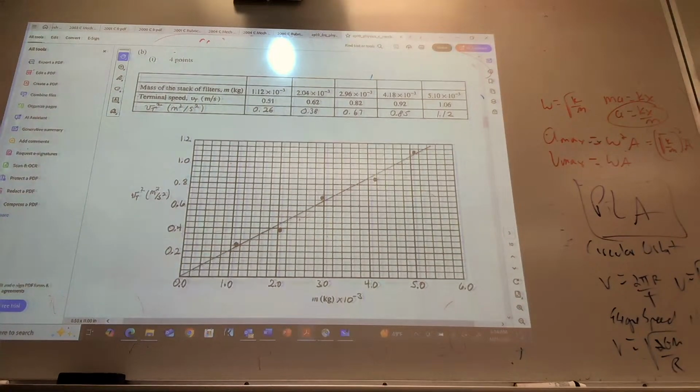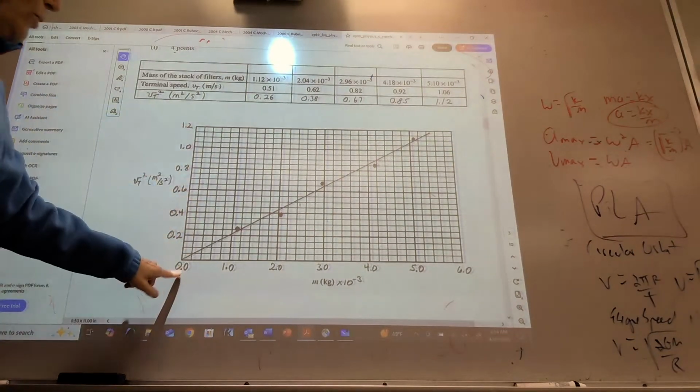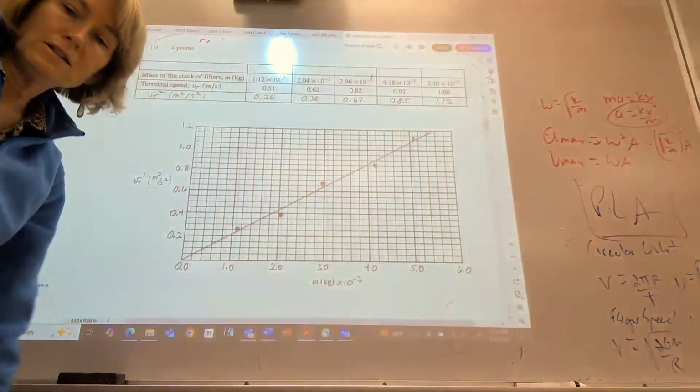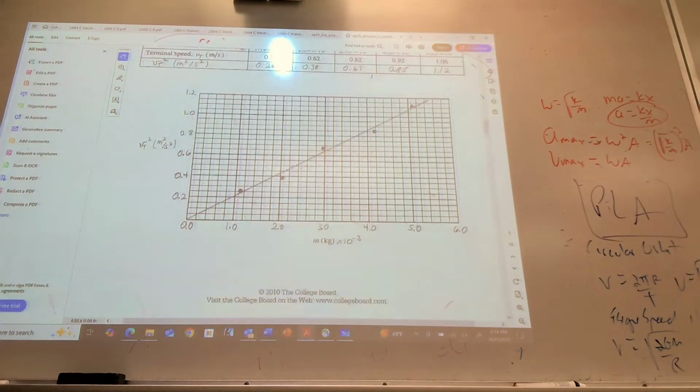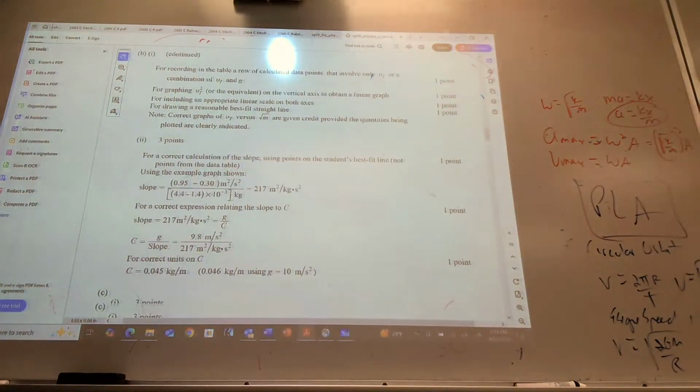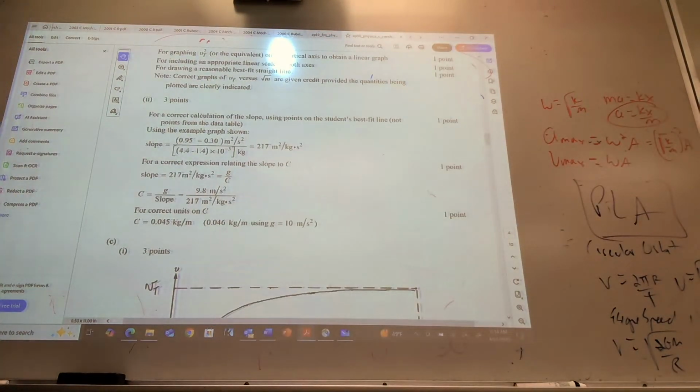Okay, you see it better here. You had to have equal increments 0 to 1.2, 0 to 6. Okay, so you're doing 2008, and then we're going to do 2017.